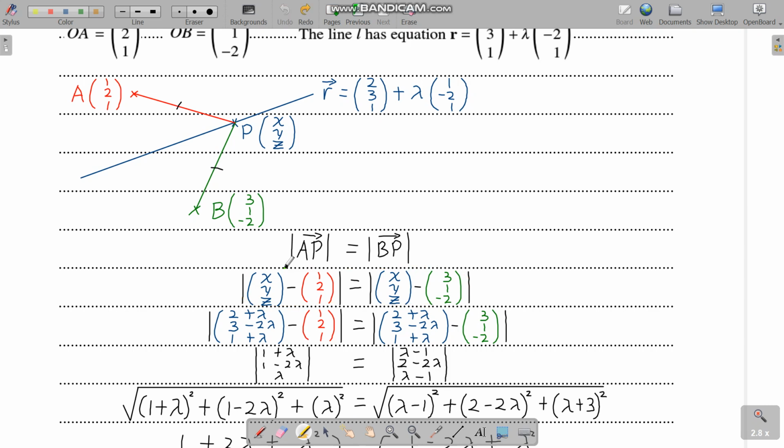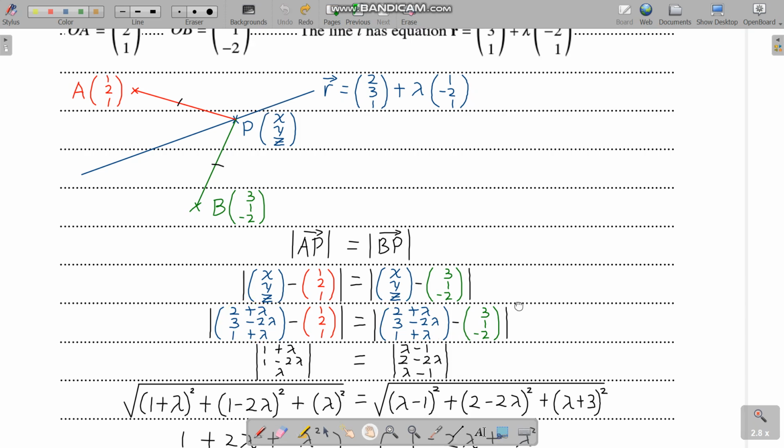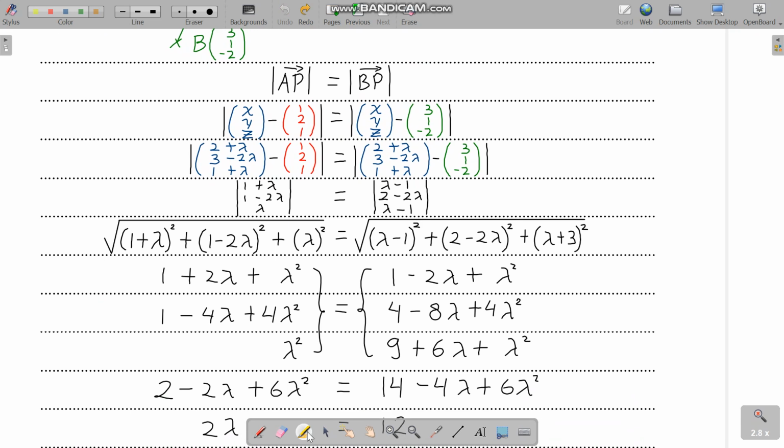So we're going to use the fact that this point P lies on the line, which means x, y, z satisfy this equation here. We can replace the x with 2 plus lambda, the y with 3 minus 2 lambda, and the z with 1 plus lambda. That's what we do here. We replace the x, y, z and then simplify everything. Now everything is in terms of lambda, so we can find lambda. If we simplify, we have 2 plus lambda minus 1, so that's just 1 plus lambda.